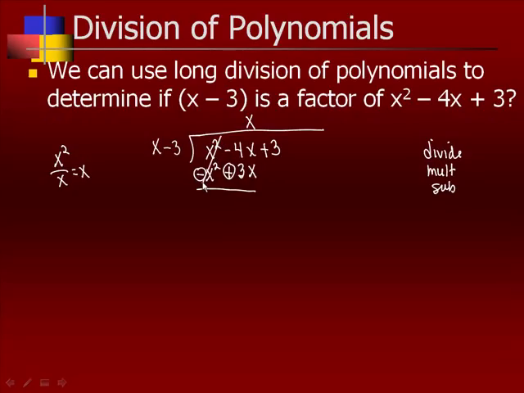So when we subtract, x squared minus x squared cancels. That's a good thing. That's what has to happen. Negative 4x plus 3x is negative 1x. And then we bring down the next term. Then we divide again. Divide first terms, so we've got negative 1x divided by x, which is negative 1. That's our quotient. Then we multiply around. Negative 1 times x is negative 1x. Negative 1 times negative 3 is positive 3.